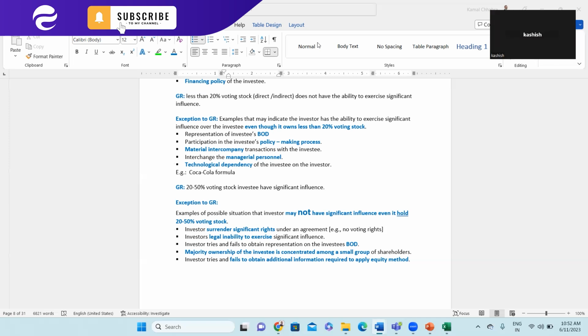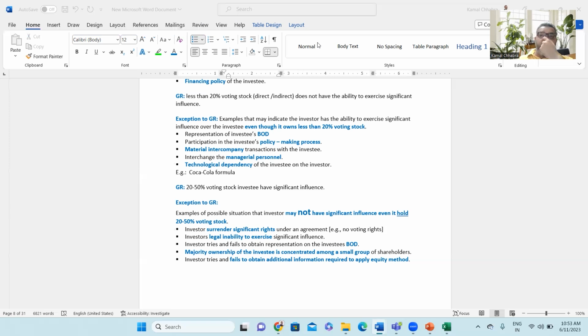Clear? Next one is technological dependency of the investee on the investor. For example, if you have opened a subsidiary in, let's say, Nigeria for Coca-Cola, and Coca-Cola has invested, let's say, 10% into your company, but you cannot make Coca-Cola in your company without having the formula of Coca-Cola.